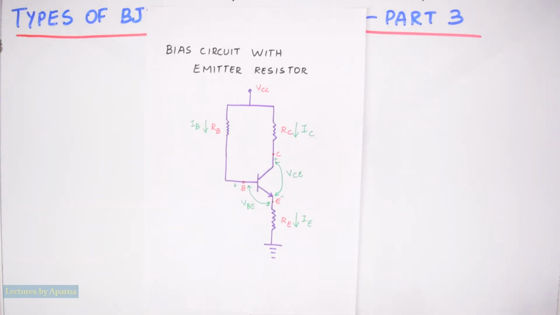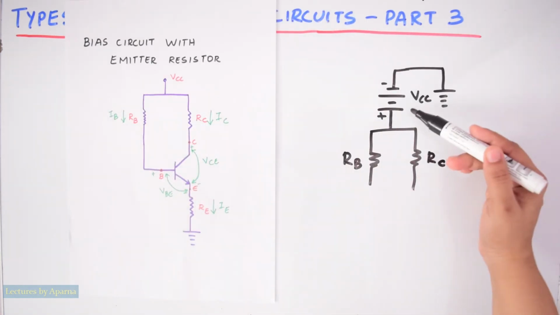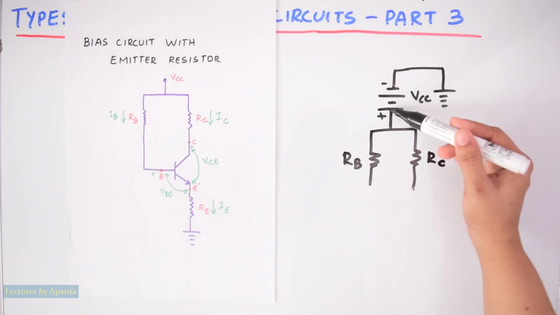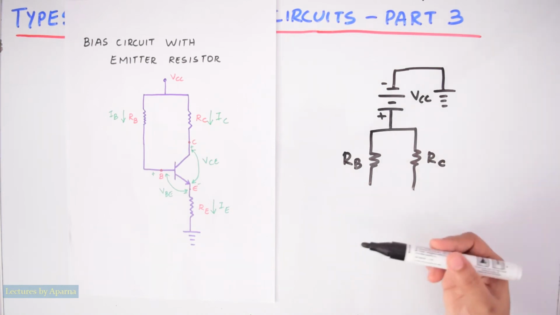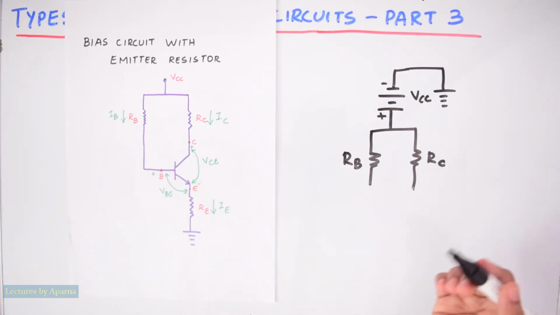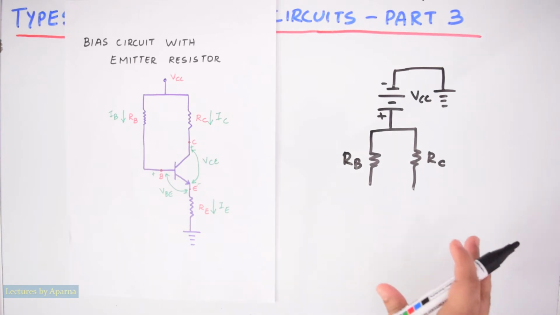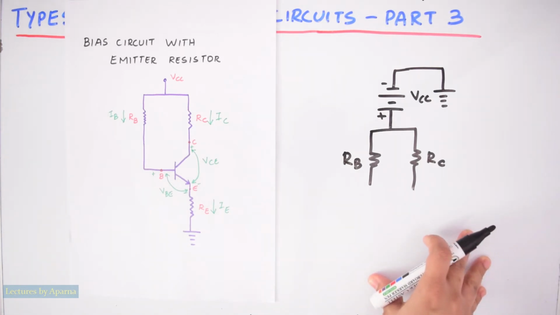Now let us analyze this circuit. First consider the input section. VCC is actually like this. So VCC is actually connected like this with the positive terminal connected to RB and RC. Now let us start our analysis. We have to apply KVL or Kirchhoff's voltage law here. KVL says that the algebraic sum of voltages in a loop is 0.